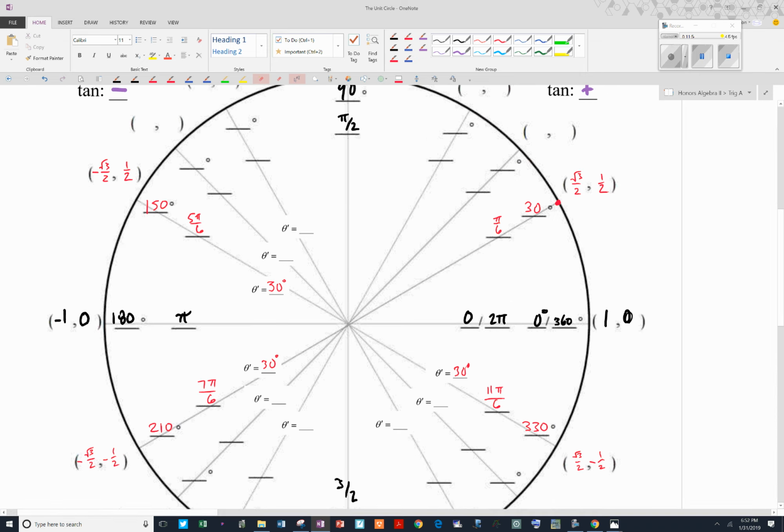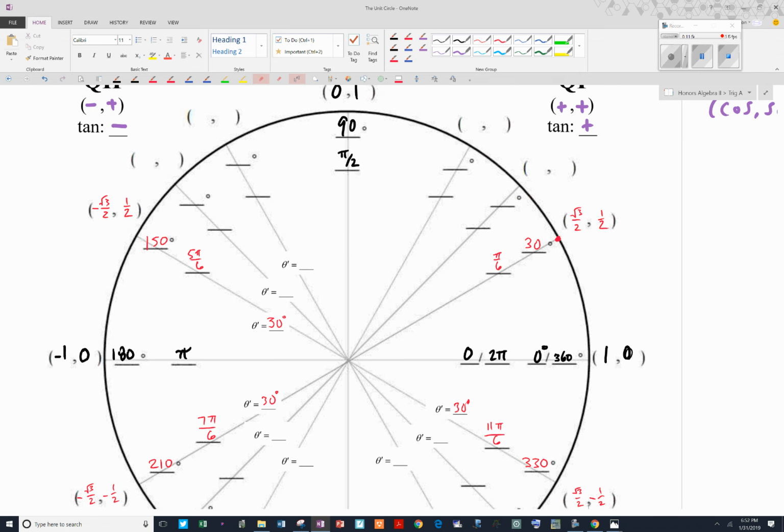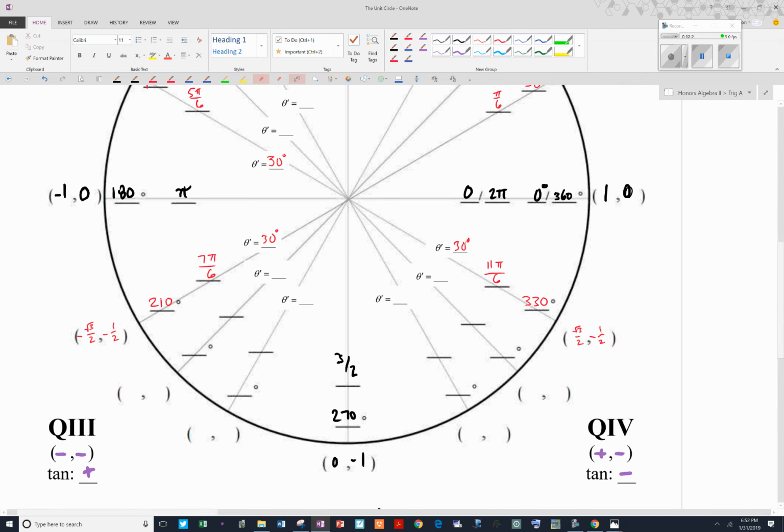Now let's change colors here. Let's do the 60-degree reference angles next. So I'm going to be looking at 60 degrees, or pi over 3. I'm just going to fill out the angles first. If I were 60 degrees short of 180, now I'm going into the second quadrant, I'd be at 120. Pi minus pi over 3 would be 2 pi over 3. I'm going to go into this quadrant.